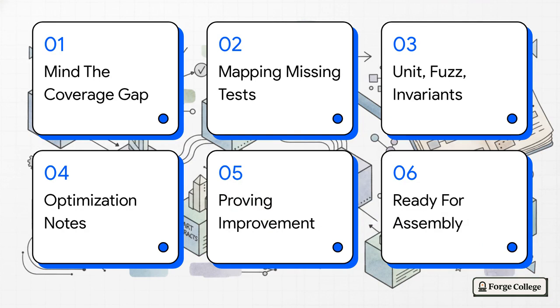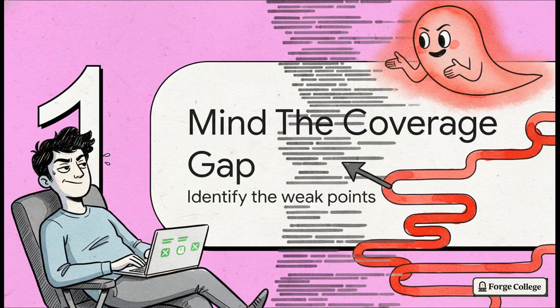We'll be covering 1. Mind the coverage gap. 2. Mapping your missing tests. 3. Unit, fuzz, and invariants. 4. Writing optimization notes. 5. Proving the improvement. And 6. Ready for final assembly. Section 1. Mind the coverage gap. Because we've all felt that universal developer frustration of thinking your codebase is perfectly secure, right up until you run a coverage report and see it glowing with untested red lines.